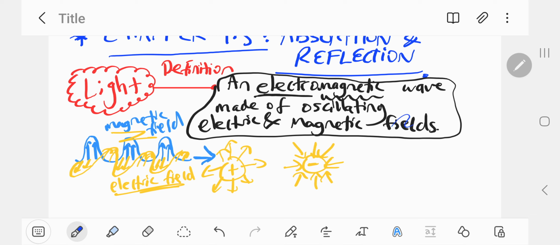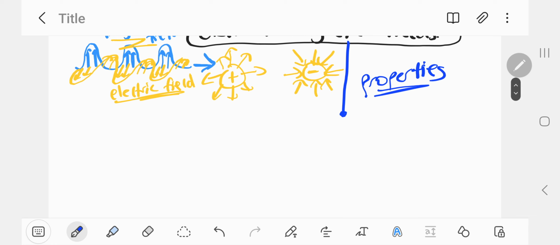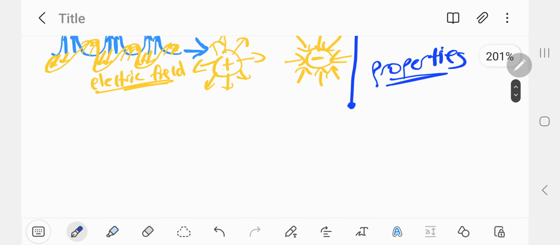Let's now look at the properties of light. Light can do things. It's not just this boring, static, stationary thing. It can do all sorts of things.